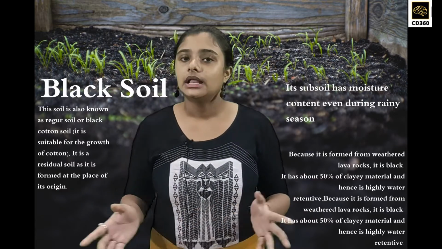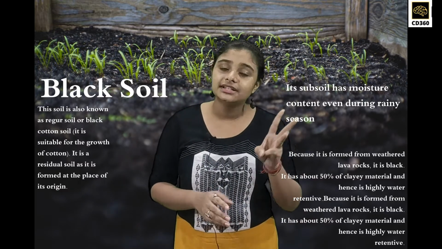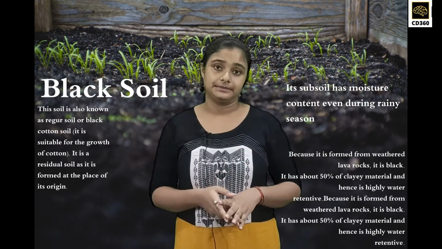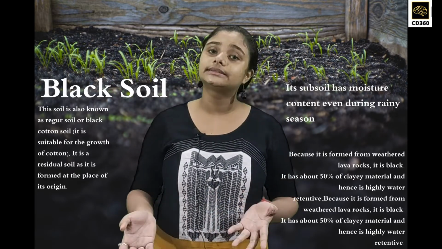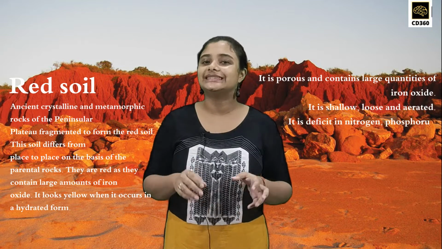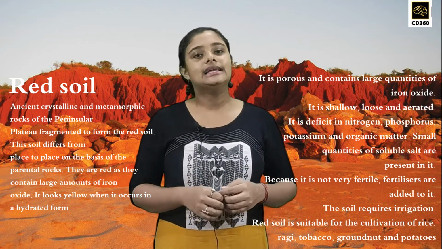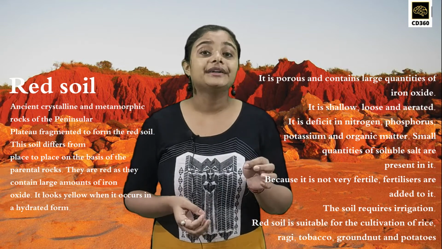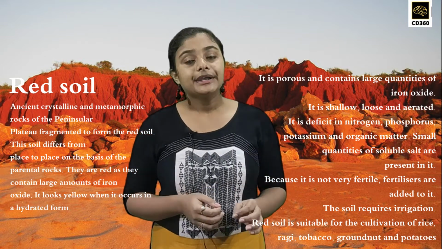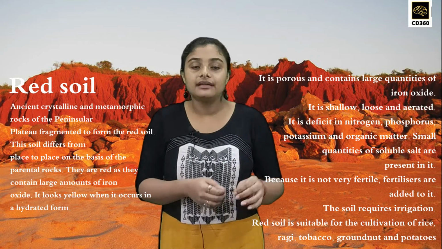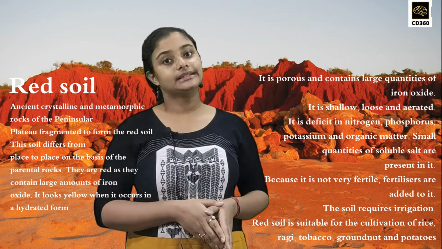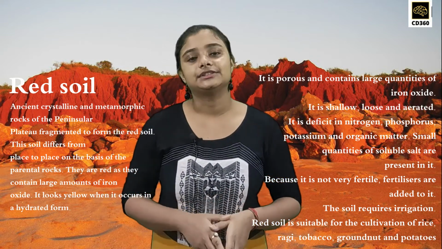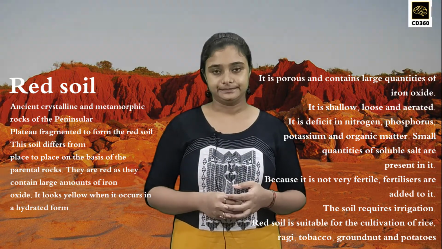Now, let me come to the third type of soil which we find in India. Red soil. Again, from the name red, we get to know that this type of soil is red in color. Why? The presence of iron oxide. Iron oxides give this soil its red color. That is why it is known as red soil.